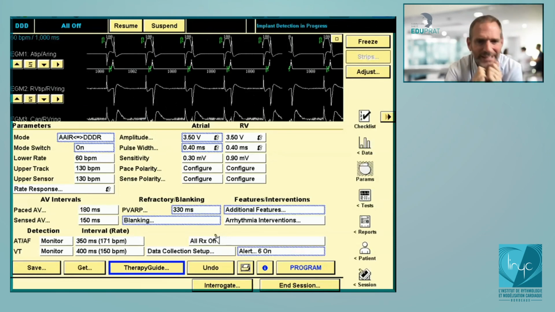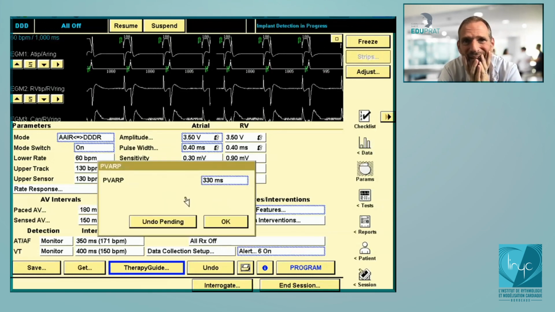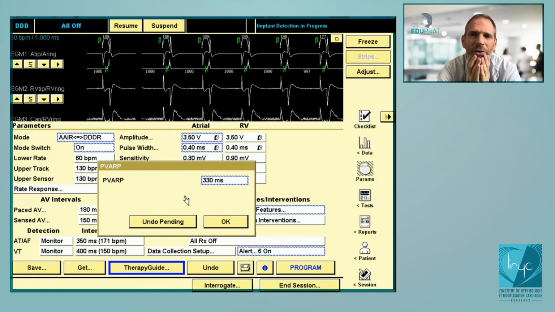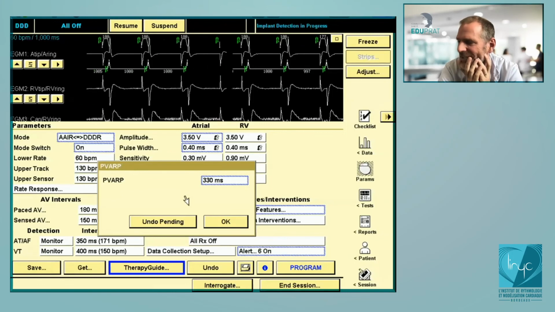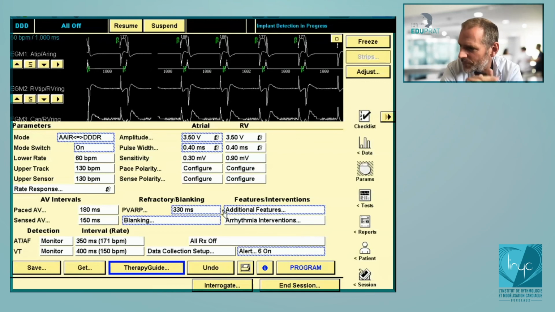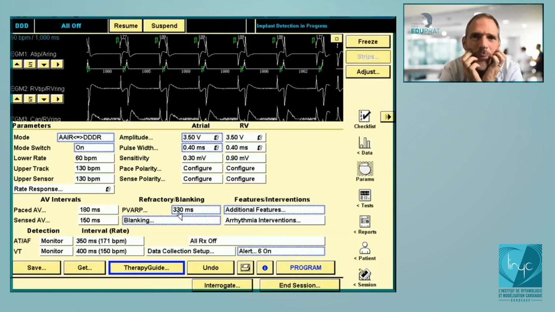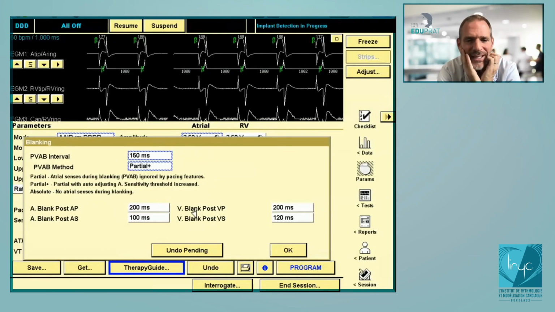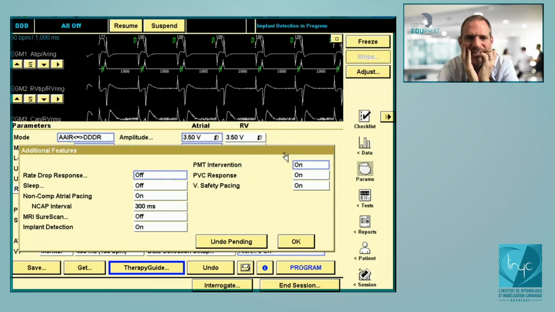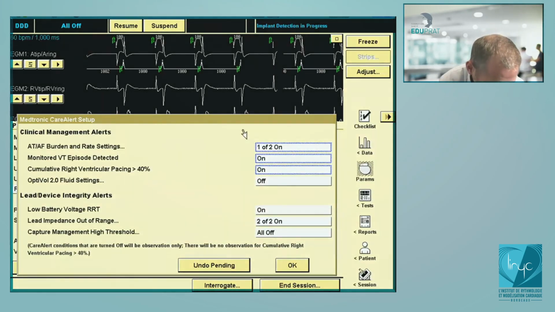Okay, and then the PVARP, I will not program it auto in a patient with sinus node dysfunction. I will program a value quite long to avoid completely the risk of PMT without creating problems of 2-to-1 block, since there's not going to be any problem of 2-to-1 block in this patient with sinus node dysfunction. The blanking, I program it partial plus, and then I will systematically program the PMT intervention on, and then I will modify the alerts for the remote monitoring.